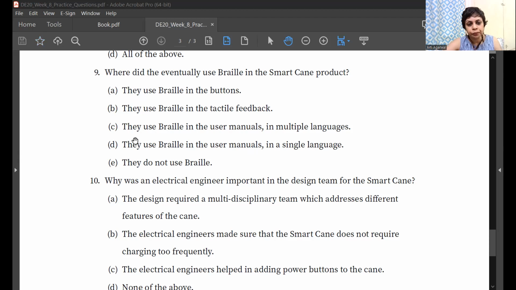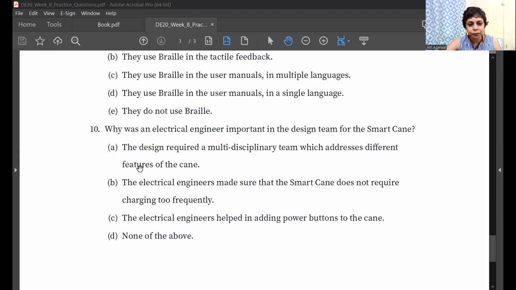So in this case, they actually create user manuals in multiple languages in Braille. And of course, E is not correct because they do use Braille in the user manuals. So Braille is very much used.